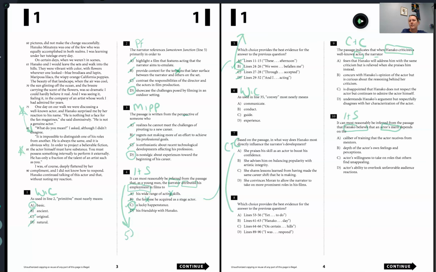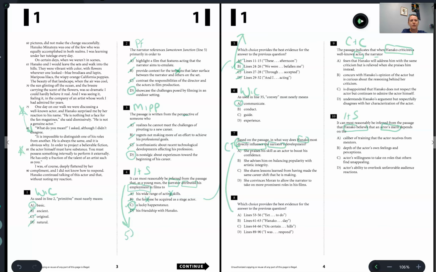Number 6, the word in context. We talked about him wanting to show this to her or demonstrate it to her. So the closest word for that is going to be communicate. Number 7 and 8 are a COE pair. We need to see in what way, so how, does Hanako most directly influence the character's development? Okay, so it's a content question. So we need to see Hanako directly influencing the narrator and his growth.